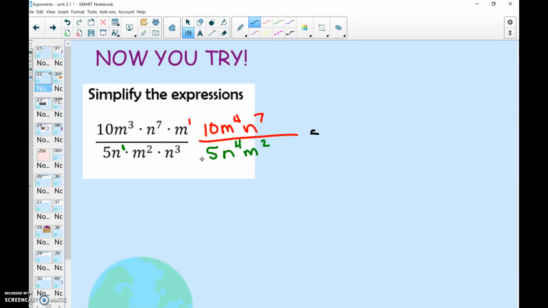You have 10 and 5. Well, what can you divide 10 and 5 by? I can divide them both by 5. So that means I have 2 and 1. We might not need the 1 if there's nothing else there, but we like to keep it there just in case. I have m to the 4th, m to the 2nd. If I subtract them, I end up with m squared, or m to the 2nd, on top. Look at my n's now. I have n to the 7th, n to the 4th. If I take the difference, it's n to the 3rd on the top. So there's my answer.